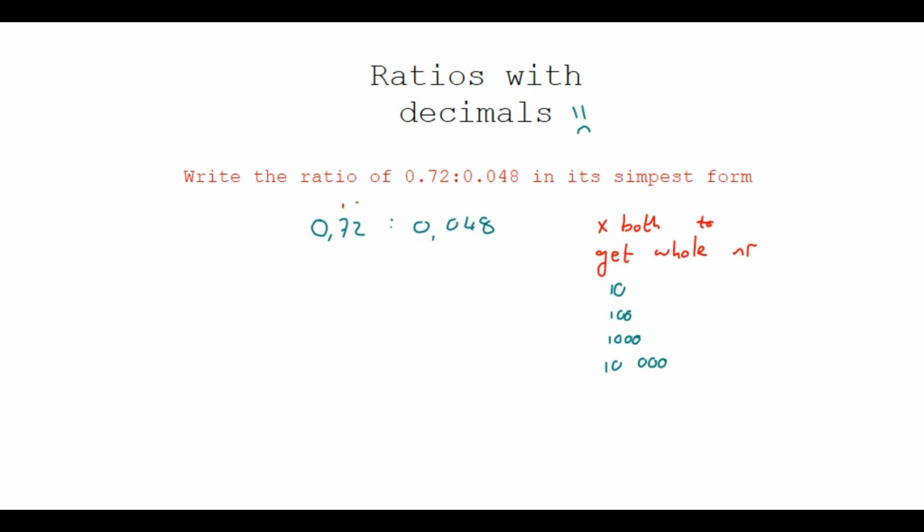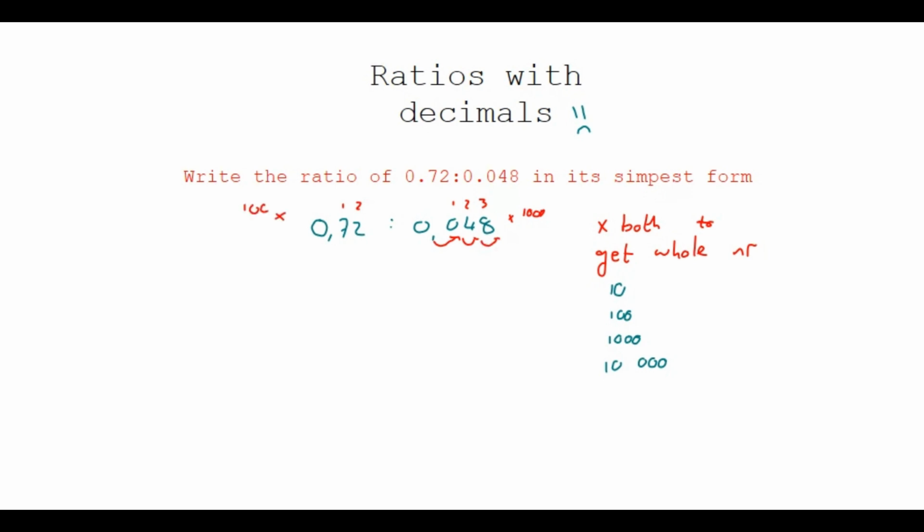Alright? Now, how many decimal places do we have behind 0.72? We have one decimal place, 2. So in other words, this would ideally be 100. But 0.048 is 1, 2, 3. So we need to multiply this with 1,000. Why? 1, 2, 3 zeros. Okay, this comma has to move 1, 2, 3 spaces. And what you do on the right, you have to do on the left.